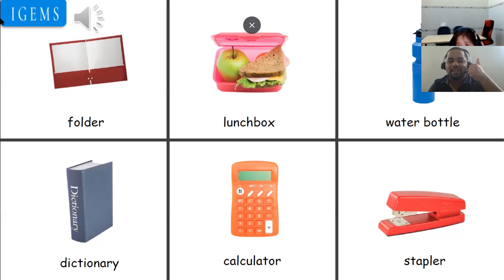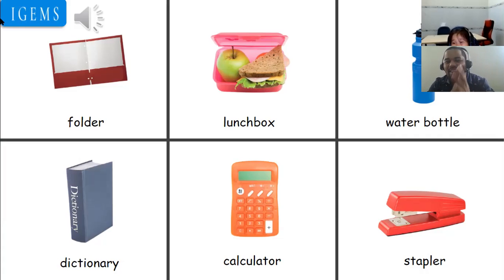What is the first one? First one, folder. Folder. Good job. Number two, lunch box. Lunch box. Number two is lunch box. Repeat it after me. Lunch, lunch. Lunch box, box. Box.